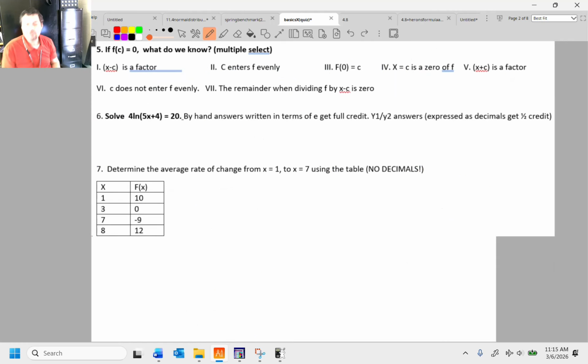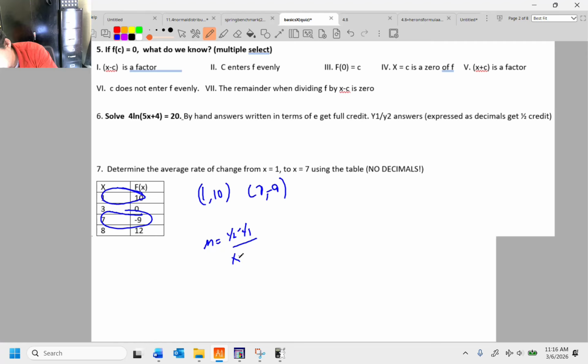Determine the average rate of change from x equals 1 to x equals 7. So think about this as the ordered pair 1, 10, and think about this as the ordered pair 7, negative 9. And you just do slope. y2 minus y1, sitting pretty over x2 minus x1. So negative 9 minus 10, sitting pretty over 7 minus 1. And you get negative 19 over 6.